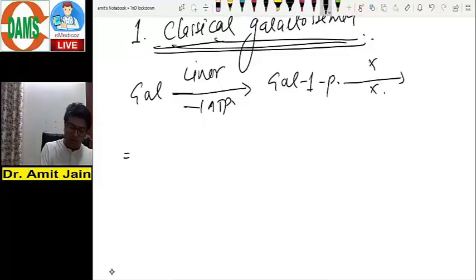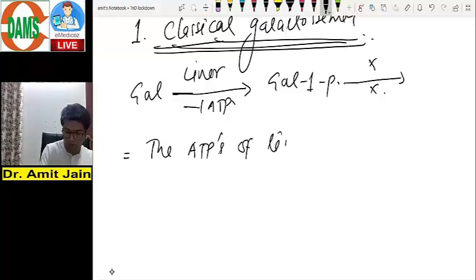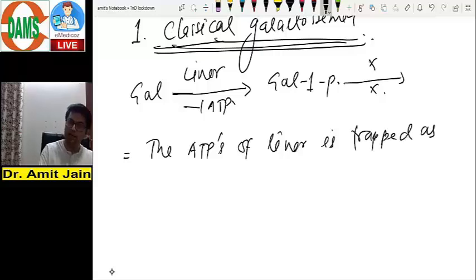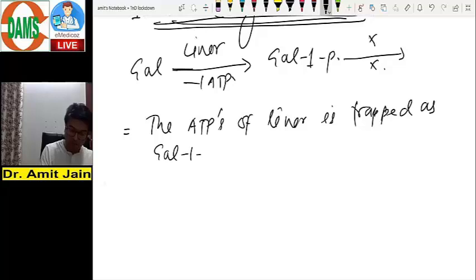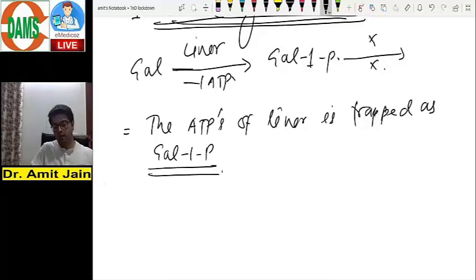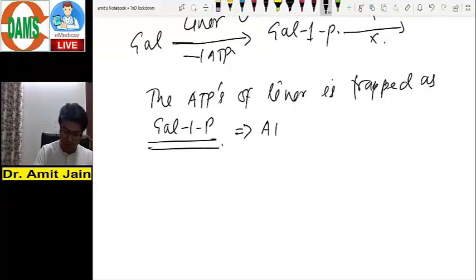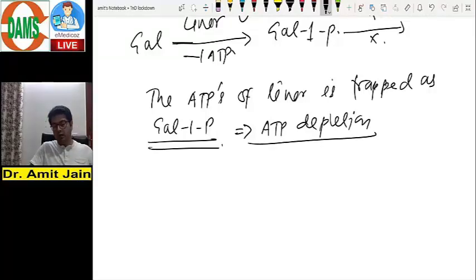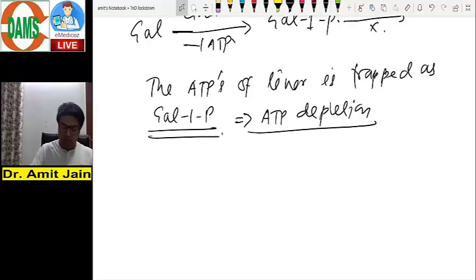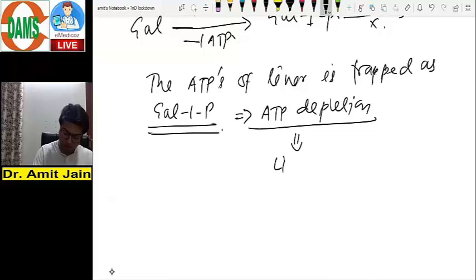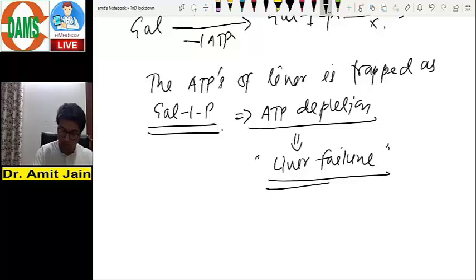So the ATP of the liver is trapped as galactose 1-phosphate. So this will lead to what? ATP depletion will occur. And because of this ATP depletion, what happens? There will be liver failure.